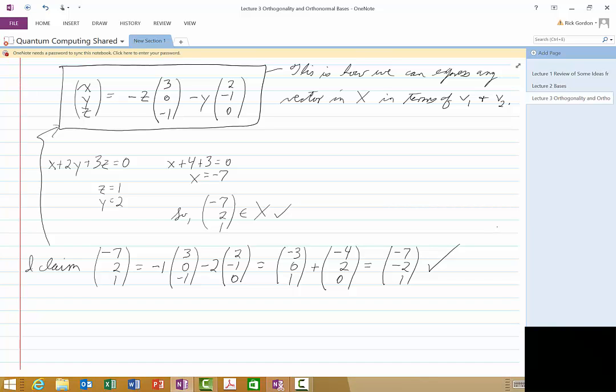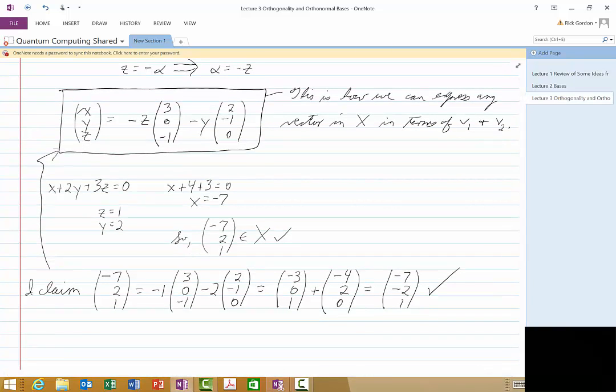Now, of course, it's not really magic. If you're interested in knowing the inner workings of this a little bit better, you can see why it all works out in the following way. Now, what I've done is complete now. Before we move on, I want to make sure you understand. I have shown that any arbitrary vector x, y, z, any vector in the subspace X, can be expressed in terms of 3, 0, negative 1, and 2, negative 1, 0, by this formula right here. So this is for sure. I've shown that will work out.